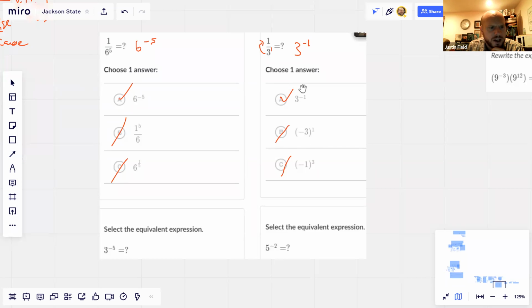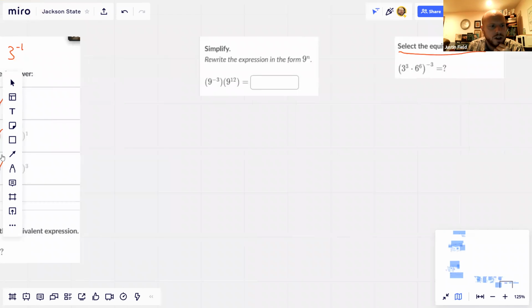All right, let's move on. Let's try this one. So we're going to use our rules of exponents, and then if we had a negative exponent, we would change it to a positive exponent using our new rule, the negative exponent rule. All right, so what do we do when we multiply terms? Remind me, what do we do with the exponents? Hopefully you're saying you add them, Mr. Field. You add the exponents. All right, what's negative 3 plus 12? And it is 9. 9 to the 9th.